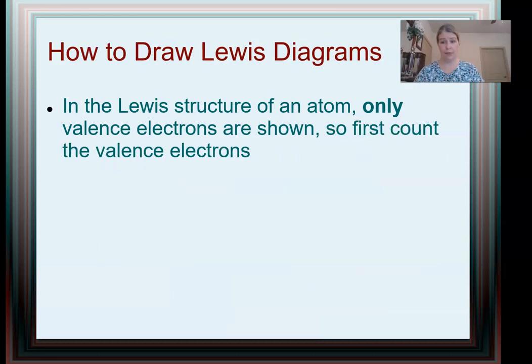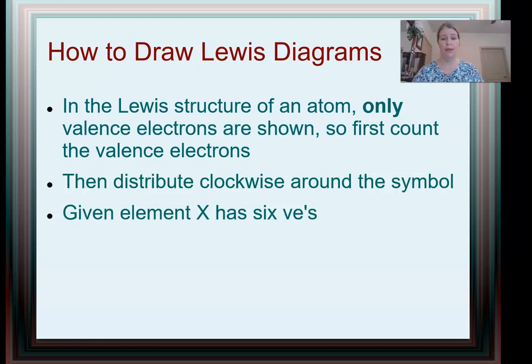So how do I do this? Only the valence electrons are shown, so you first count the valence electrons, and you can just count columns across the periodic table, just like I did. Then I distribute them clockwise around the symbol. I usually start at the top, but it doesn't really matter where you start. And when you're starting to draw molecules, you'll discover sometimes it's easier to start on the left or the right or the bottom, just to make your unpaired electrons come out in a way that makes it simpler to draw the structure.